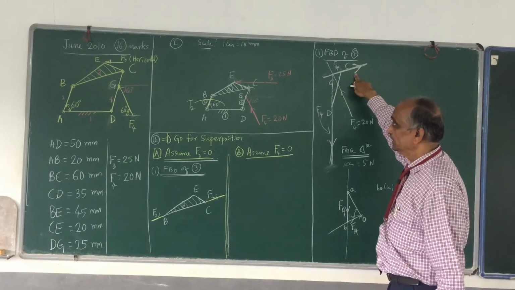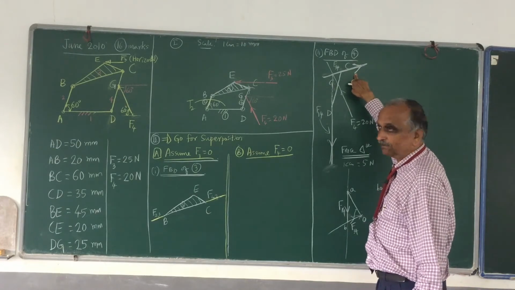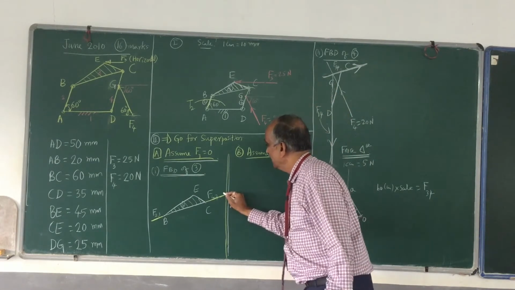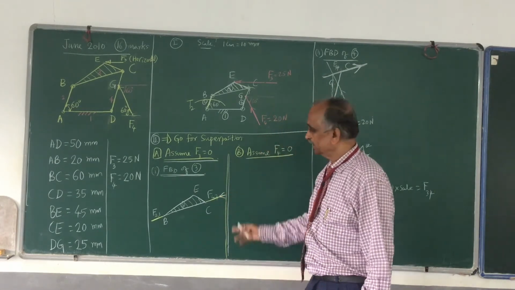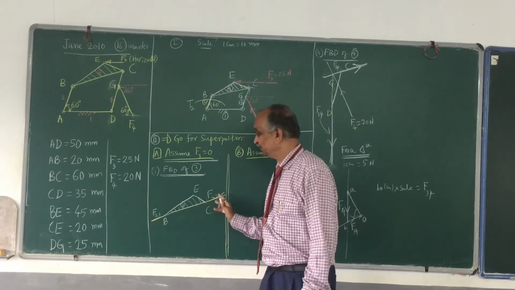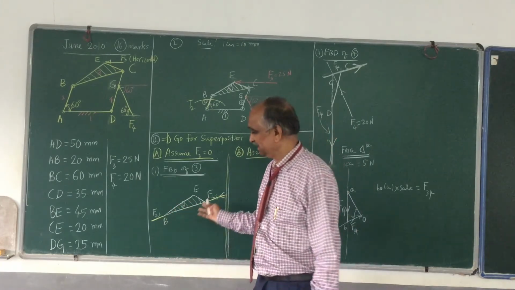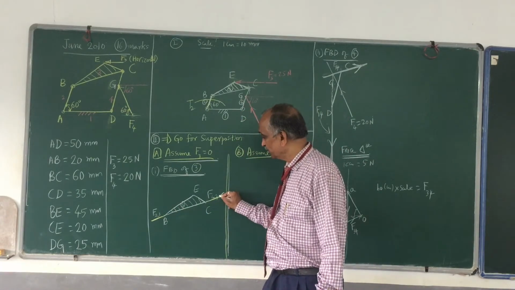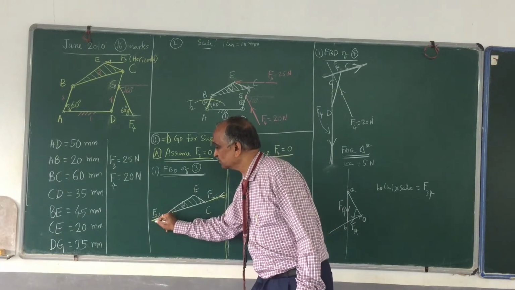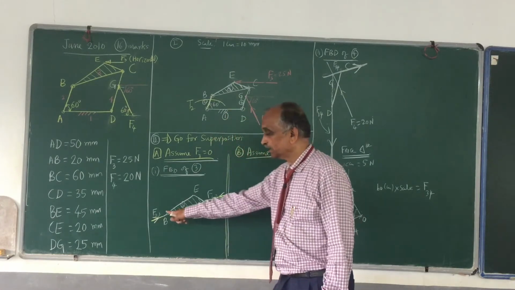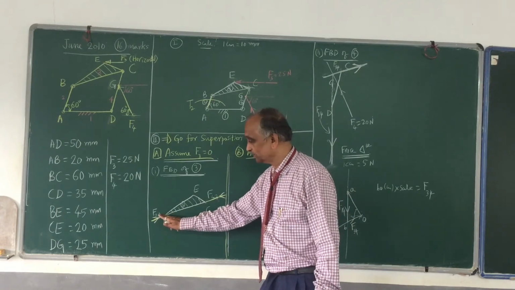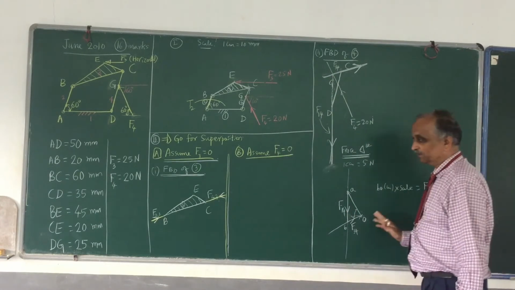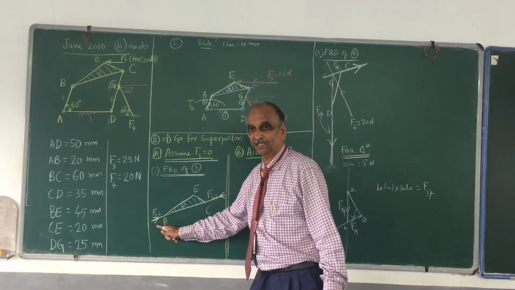If F34 is known, F43 is known, they are exactly equal and opposite. F34 is towards the right, F43 must be like this. Now these are the only two forces. They have to be equal, opposite and collinear. Already collinear, and they have to be equal and opposite. What is the magnitude of F3? It is no more unknown. It is the same as this. That means I know F23.